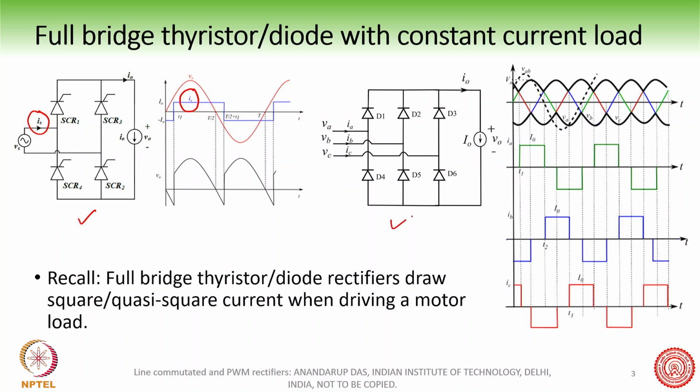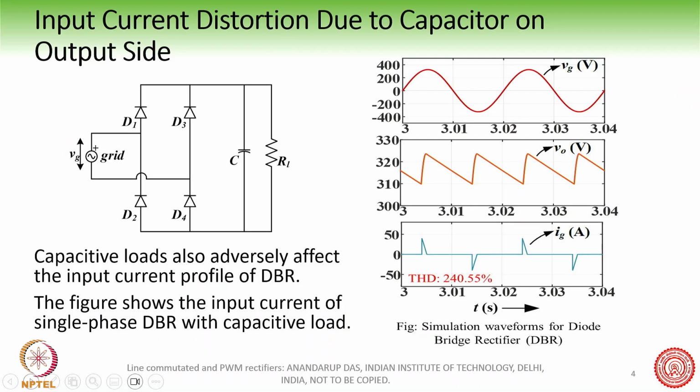Similarly, if we see the diode bridge rectifier feeding some form of constant current load, we see that this source current, this IA, is a quasi square current, which is full of harmonics. And this is not only true for motor drive loads. Capacitive loads are also responsible for a severe distortion of the input current.